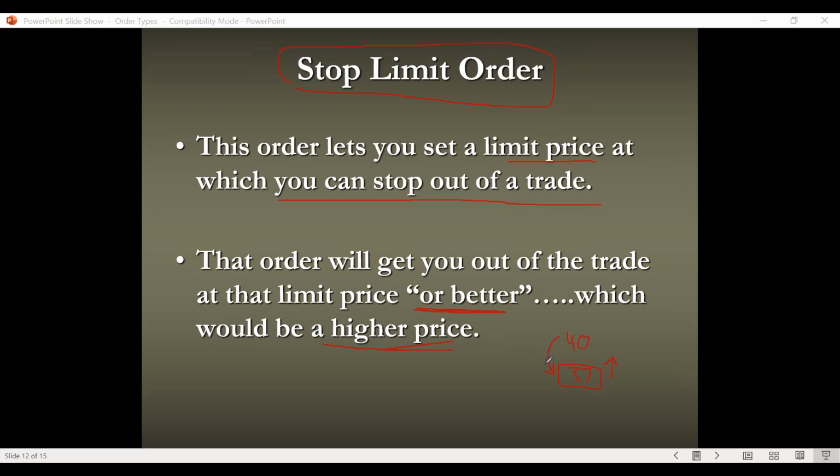Well, let's say it's dropping pretty quickly, hits $37, triggers your order. Your order is going to the floor, but that stock dropped down to $36. Why? While that order was going to the floor, you told the broker you want to get out at $37 or better or higher. It's not going to stop you out of the trade. This thing could plummet and you're still in it.